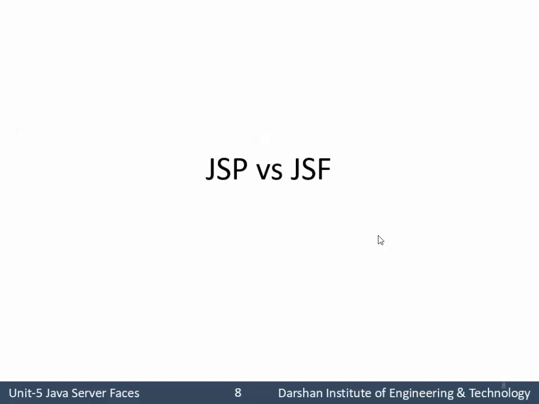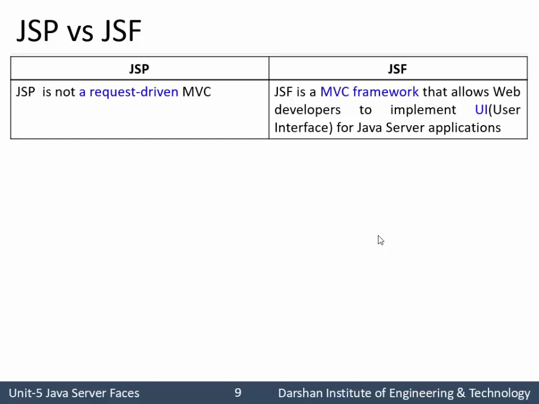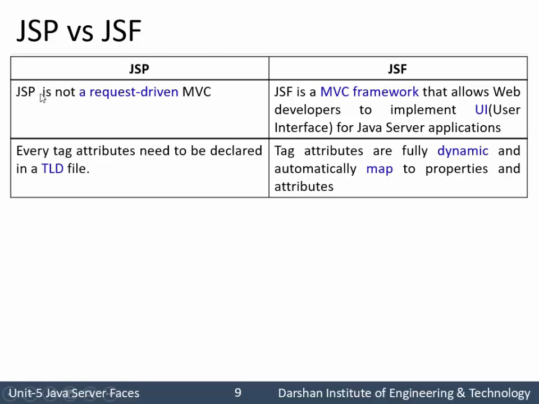Now comparing JSP with JSF. Point number 1. JSP, that is Java Server Page, is not a request driven MVC, while JSF is an MVC framework which allows a web developer to implement UI components. Second point. Every tag attribute needs to be declared in a .tld file. We have already studied the TLD file in Unit 4 JSP. So whenever we need to create any tag attribute, we need to declare that attribute in our .tld file. While in JSF, these tag attributes are fully dynamic and automatically map to properties and their attributes.